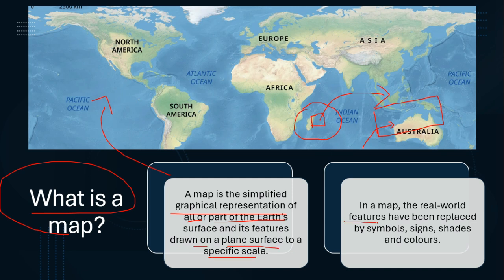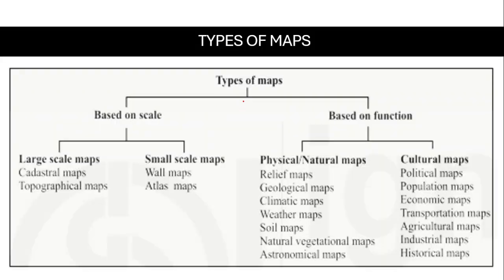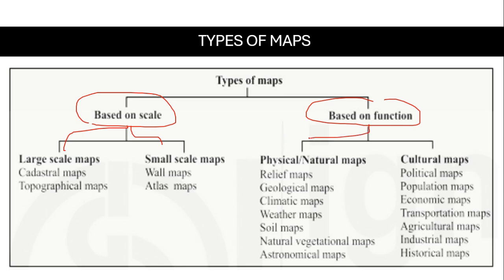In a map, the real world features have been replaced by symbols, signs, shades and colors. For easy representation and understanding, we represent the Earth by different kinds of symbols, signs, shades and colors. Maps are basically classified into two types. The first type is based on scale and the second type is based on function. Based on scale, there are two types of maps, large scale maps and small scale maps. Based on function, maps are also classified into two parts, physical or natural maps and cultural maps. One by one we will discuss these types.